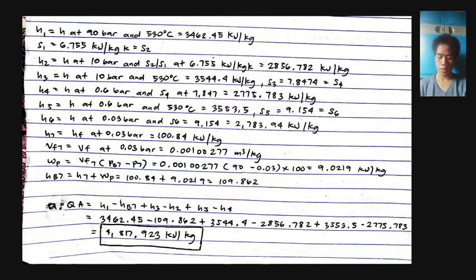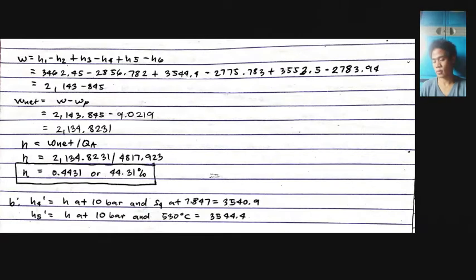3462.45 minus 109.862 plus 3544.4 minus 2856.782 plus 3553.5 minus 2775.783 is equal to 4,817.923 kilojoules per kilogram. Okay.